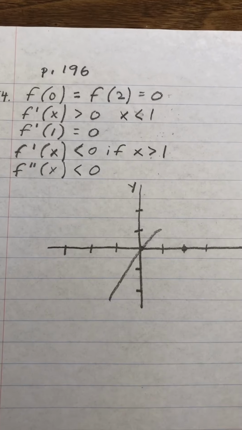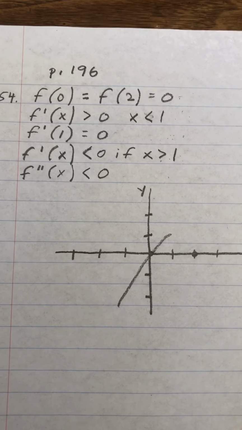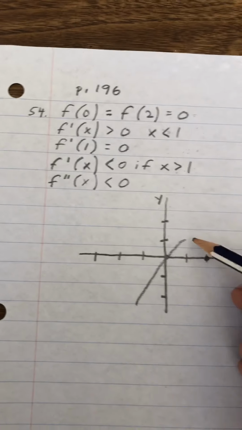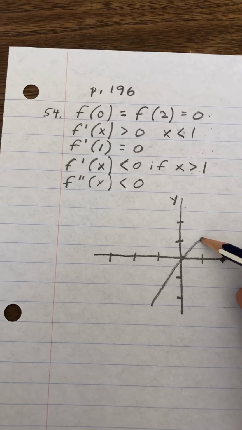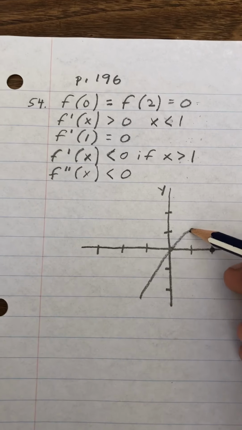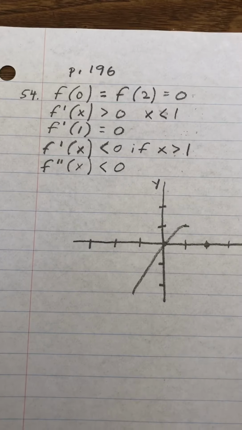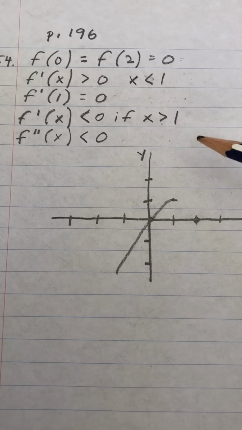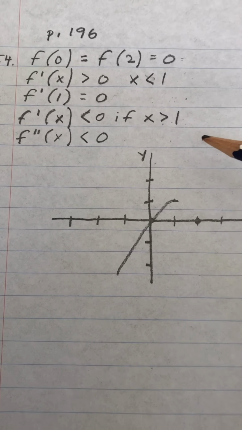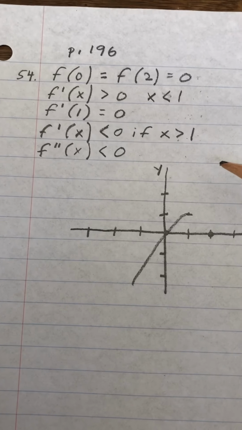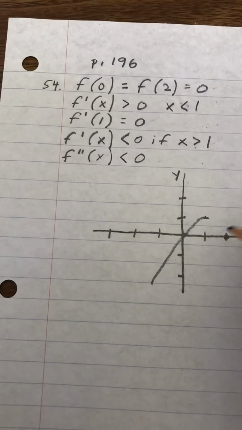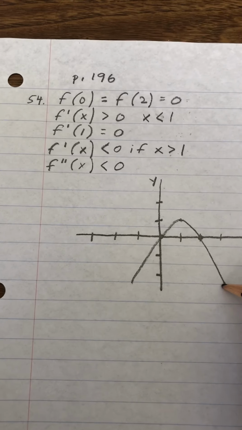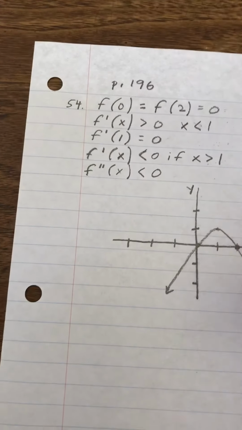The next clue says the derivative at 1, f prime of 1, equals 0. That seems important. In fact, it's critical. Right at 1, we've got to flatten out, have no slope. Okay, and then the third clue says the derivative is less than 0, or negative, for x values greater than 1. Here are the x values greater than 1. We've got to be going downhill, or have a decreasing function. Okay, so it looks like we've got that for our function f.